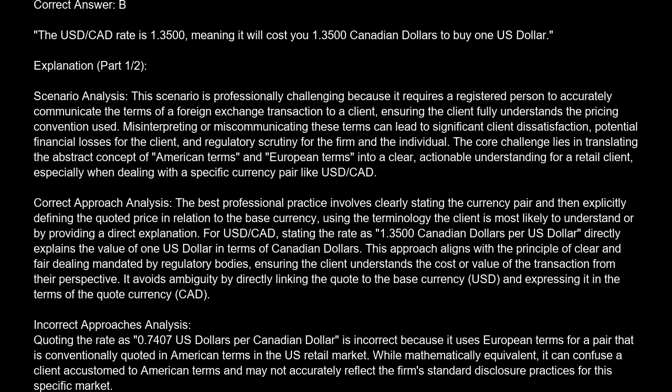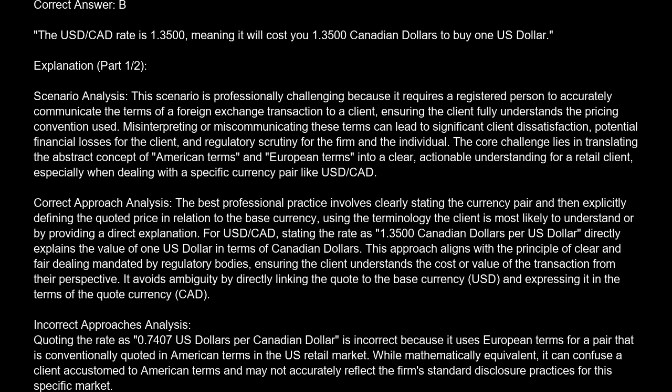Correct approach analysis. The best professional practice involves clearly stating the currency pair and then explicitly defining the quoted price in relation to the base currency, using the terminology the client is most likely to understand or by providing a direct explanation. For USD/CAD, stating the rate as 3,500 Canadian dollars per US dollar directly explains the value of $1 in terms of Canadian dollars. This approach aligns with the principle of clear and fair dealing mandated by regulatory bodies, ensuring the client understands the cost or value of the transaction from their perspective.